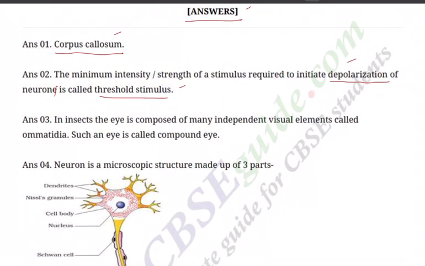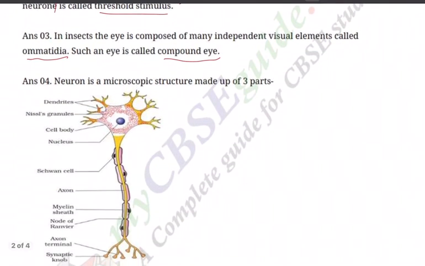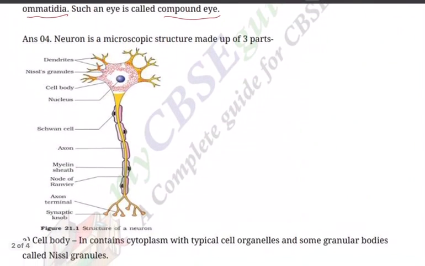Then, question 3. In insects, the eye is composed of many independent visual elements called ommatidia. Such an eye is called a compound eye, whereas we have a simple eye. So the compound eye has many independent visual elements. Frame by frame will make the total vision, and that will be helped by ommatidia.